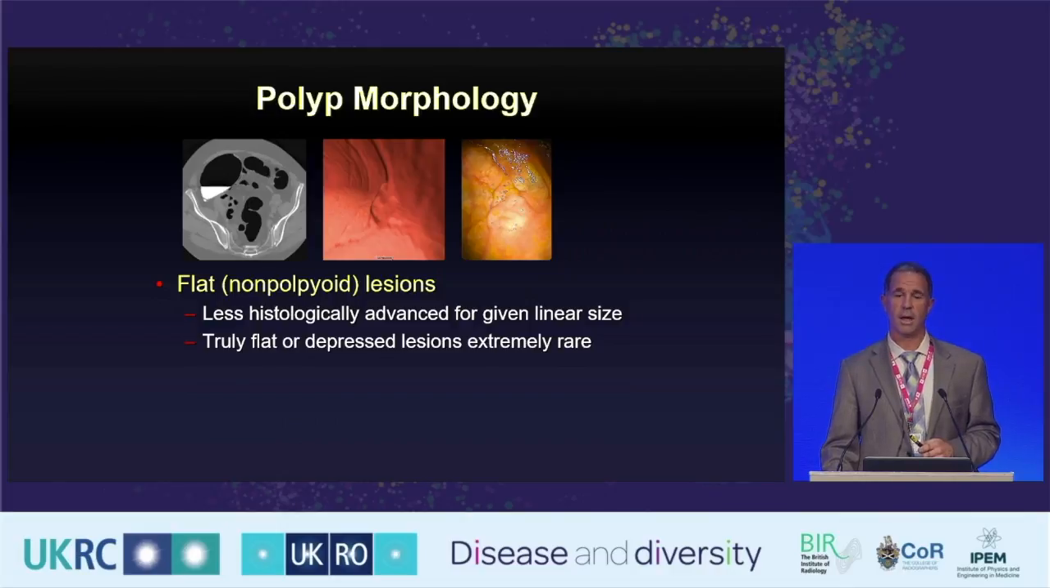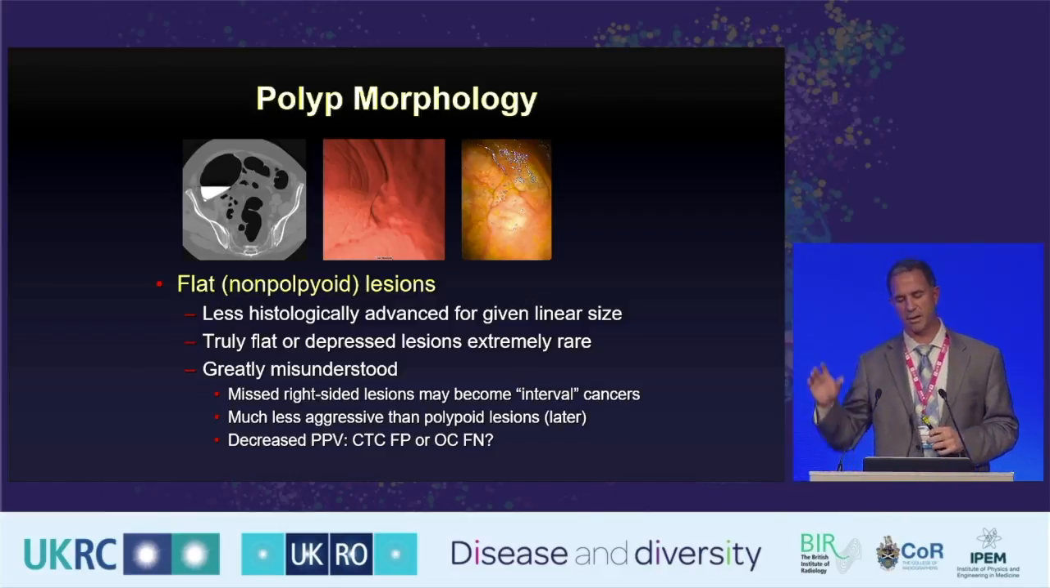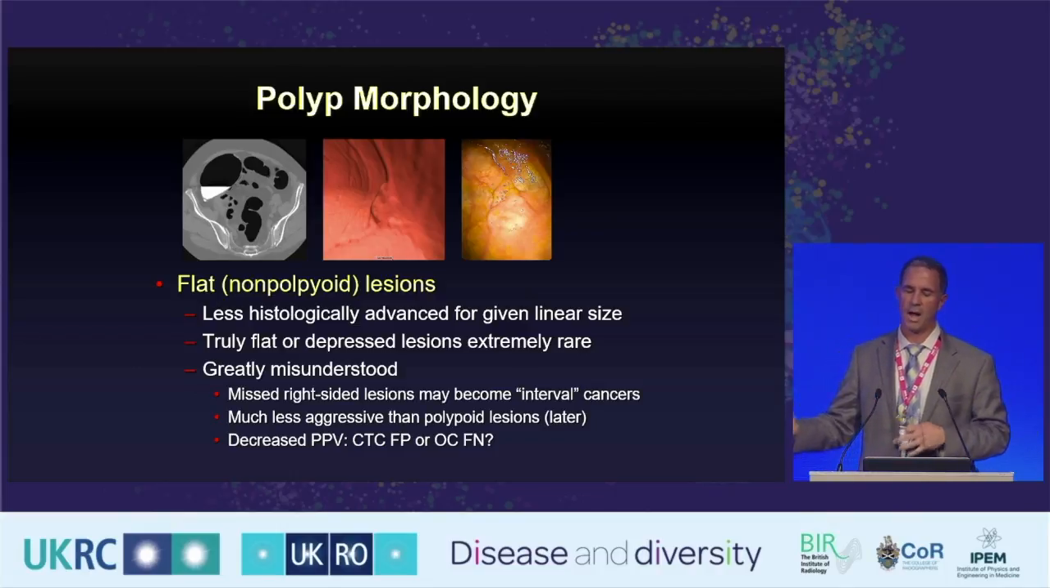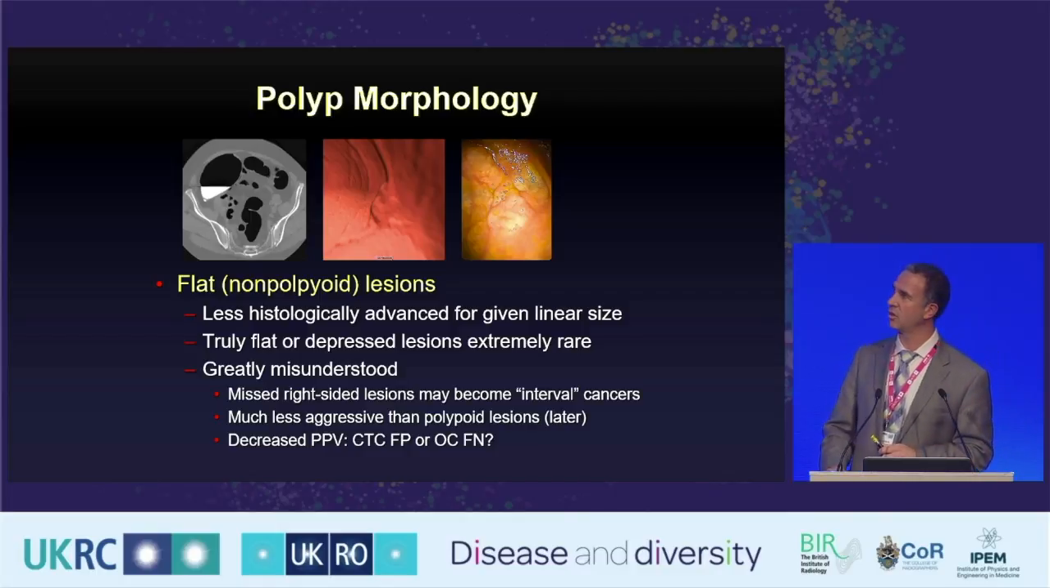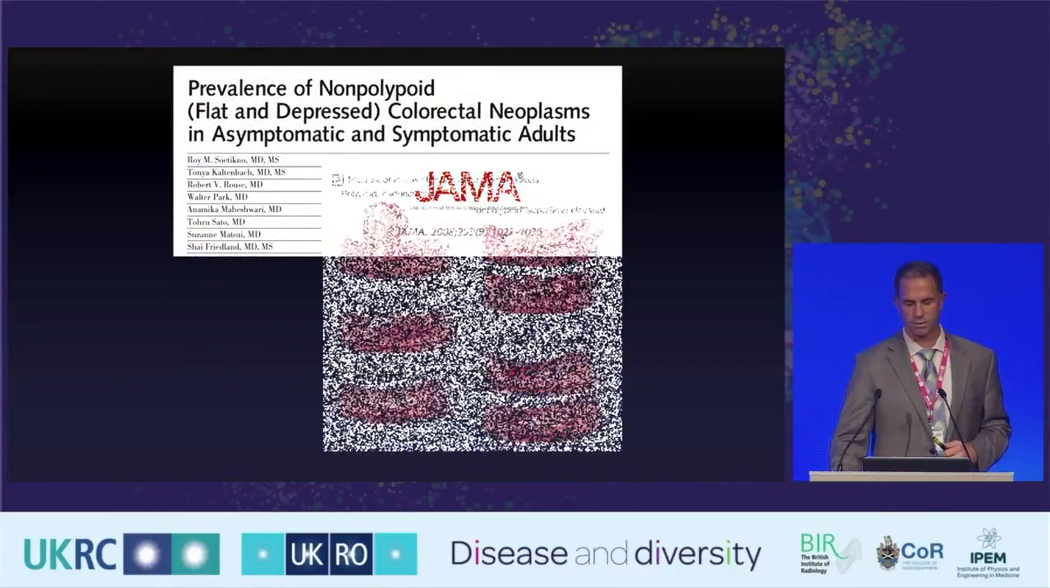They're obviously actually quite rare to be truly flat or depressed. And it's a greatly misunderstood group of lesions, actually. It's partly because many of the interval cancers are probably missed flat lesions. But having said that, I'll show you evidence that these lesions are actually very innocuous and very slow growing, so time is on our side. The other issue is sensitivity and specificity are decreased. Our positive predictive value for these are decreased. Some of those may truly be optical colonoscopy false negatives, but nonetheless, some of them are false positives.